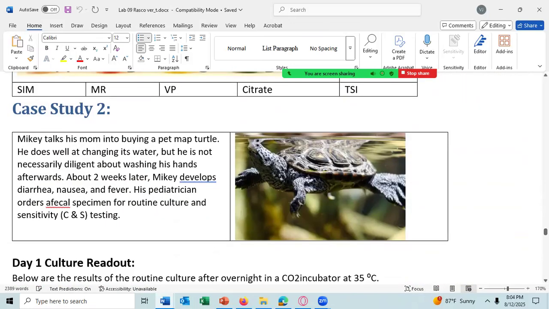Case study 2. Mikey talks his mom into buying a pet map turtle. And there it is there. Mikey does well at changing his water, but he's not necessarily diligent about washing his hands afterwards. About 2 weeks later, Mikey develops diarrhea, nausea, and fever. His pediatrician orders a fecal specimen for routine culture and a sensitivity test.